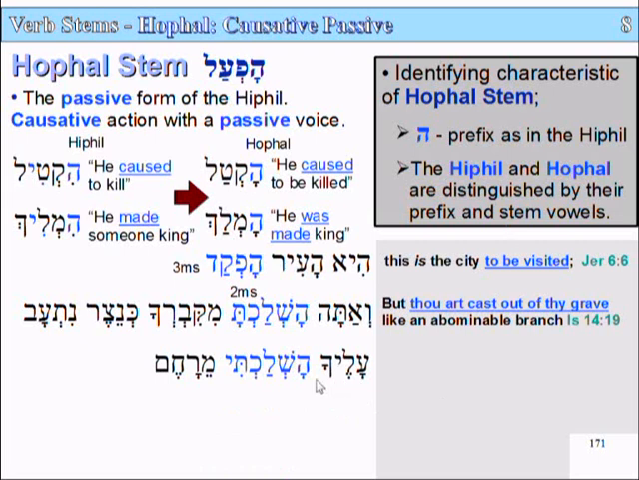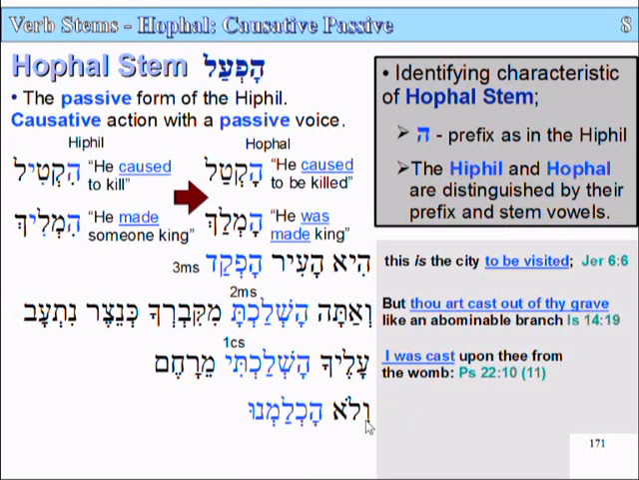Okay, another example. Alecha hashlachti merachem. I was cast, hashlachti, upon thee, alecha, from the womb, merachem. Rachem is the womb. So hashlachti is the first person common singular. Hashlachti, I was cast. So here's the was, here's the passive coming in. Velo hakalamnu, and we were not hurt. That's the first person common plural. Hakalamnu, we were not hurt. So the were is a passive.